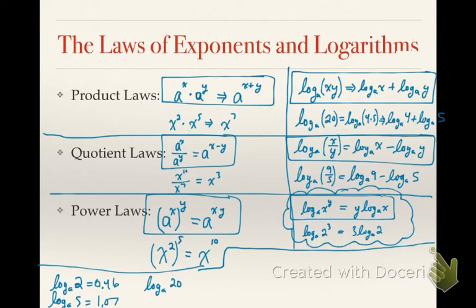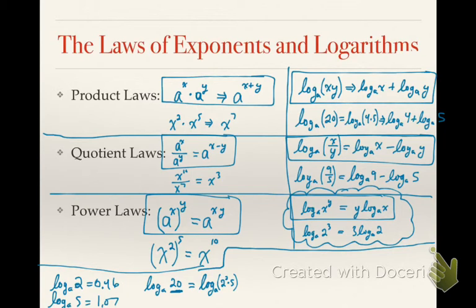What we can do is use the log laws in combination with log base a of 2 and log base a of 5 to rewrite log base a of 20. Now I'm going to find ways of representing 20 in terms of bases of 2 and 5. And what I notice in this particular case is that 20 can be represented by 4 times 5. 4 is 2 squared times 5.